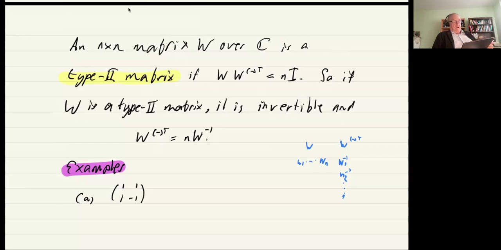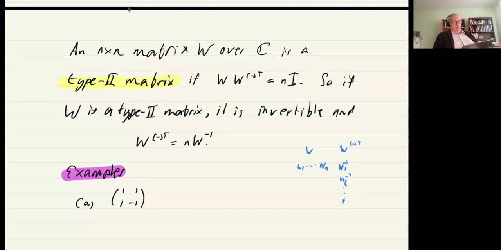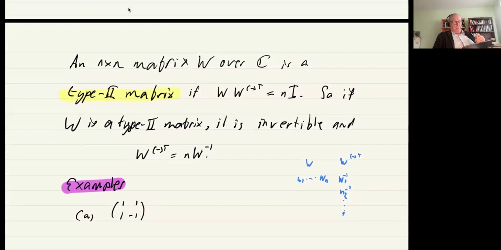So if we have a type 2 matrix, it's guaranteed to be invertible, and its inverse is just the transpose of the Schur inverse. So it's not quite what the undergraduate wants. To get the inverse, you have to take a transpose, but this is linear algebra. There's always a transpose hiding somewhere. So this is the definition: the type 2 matrix is invertible, and the inverse can be written as the transpose of the Schur inverse.